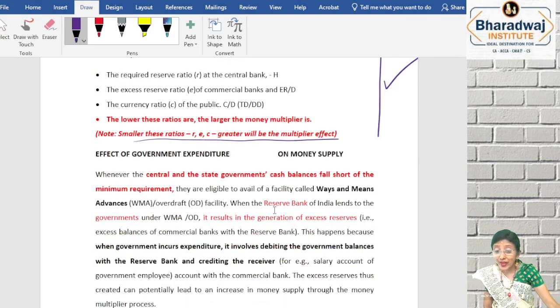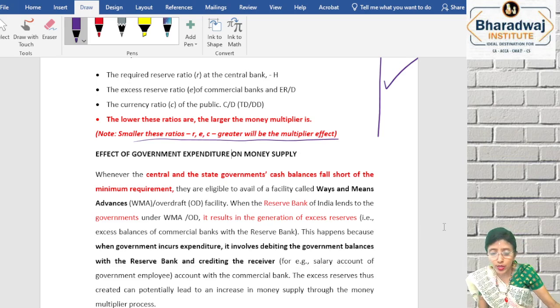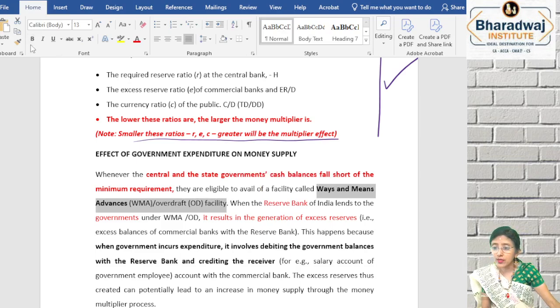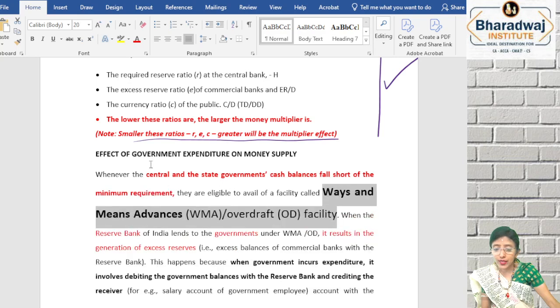Okay. And effect of government expenditure on money supply. It's a practical case. Now, what is this here? The concept you are learning is this. For every chapter, I will underline the concept and tell. For previous fiscal policy, we studied what? Crowding out effect. No, like that. We'll make it a little big now. Ways and means advances.